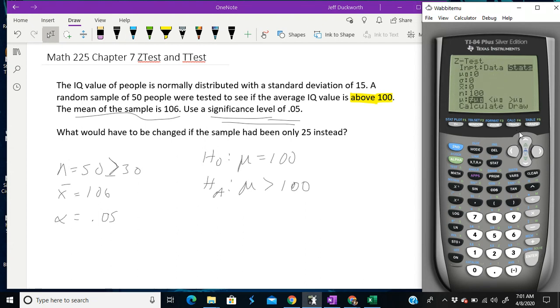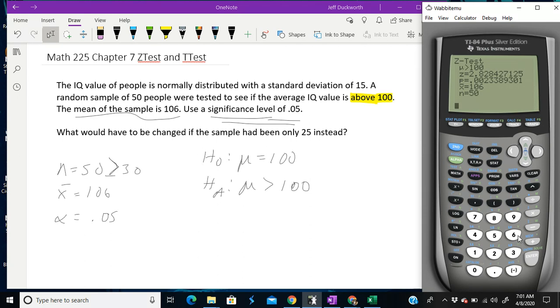All right, so we have statistics, we use stats. Mu sub 0, that's this 100 here. So we're putting that in. That's what we're testing. Sigma is actually given here as 15. If we don't have a sigma, the sample standard deviation is fine. X bar is 106. N is 50. And we are testing greater than, so we're going to grab the third option for that. So this is what your display should look like, and now we're going to hit calculate.